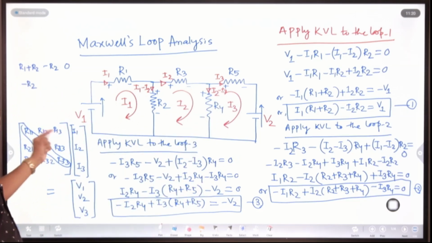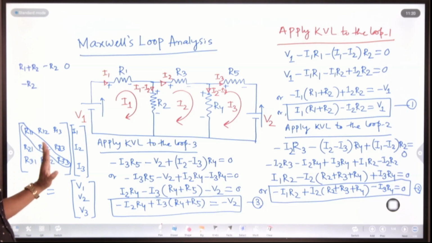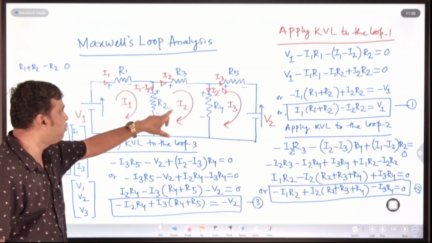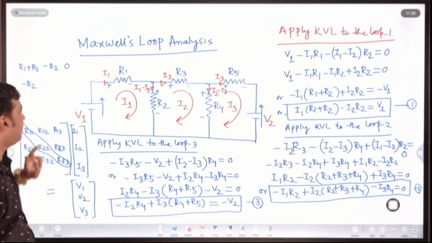If there is 1, 2, 2, 1, 3, 1, 3, 2 like this, these are the common between 1, 2, 2, 3 like this. 2, 1 is same as 1, 2. So this is your R21. R21 means the resistance common between loop 2 and loop 1. That is only R2, put the minus sign.